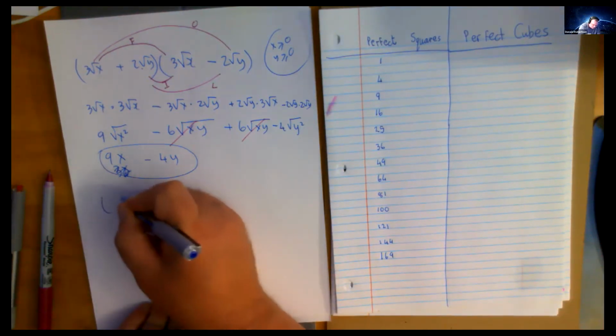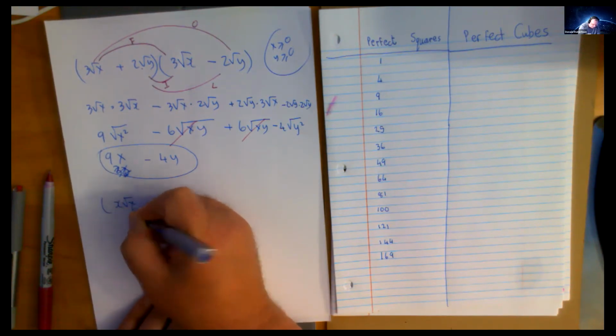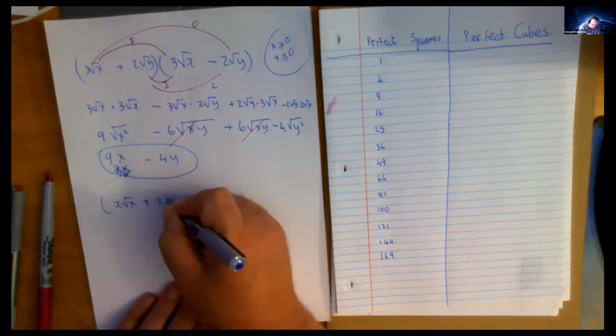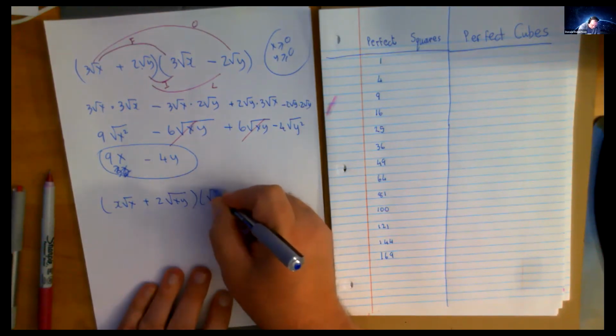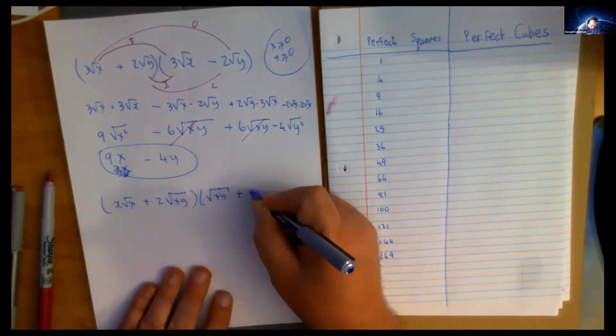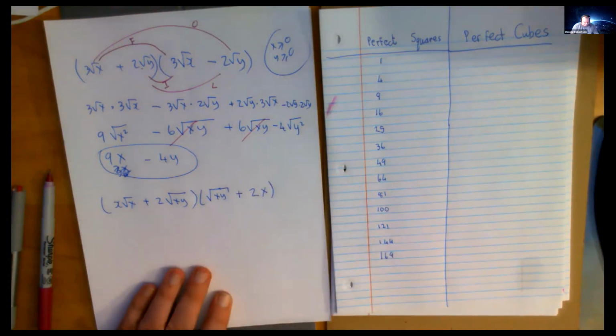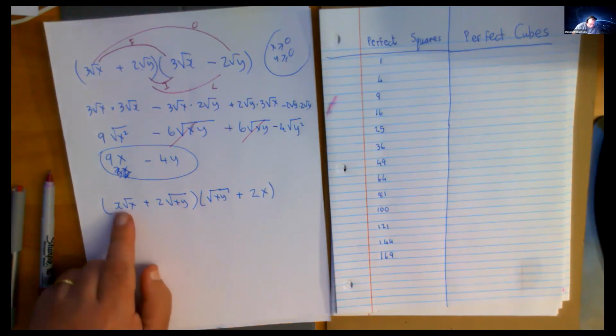Let's try x root x plus 2 square root of xy, times square root of xy plus 2x. Now that is one ugly FOIL. You agree? That ain't going to be pretty. But we can do it. I'll just do a point in this time.